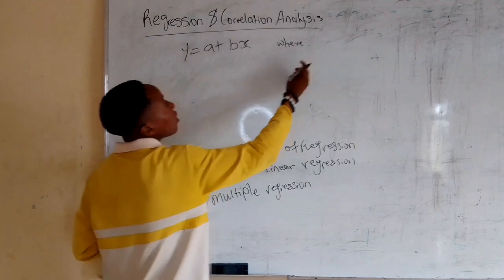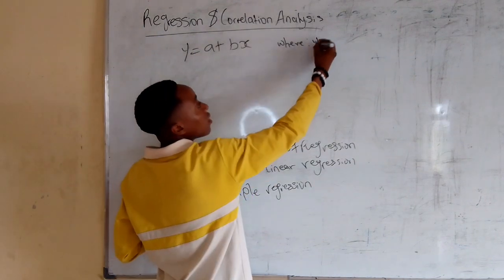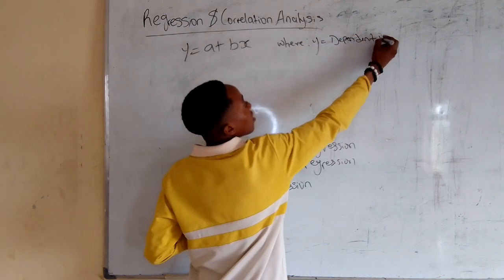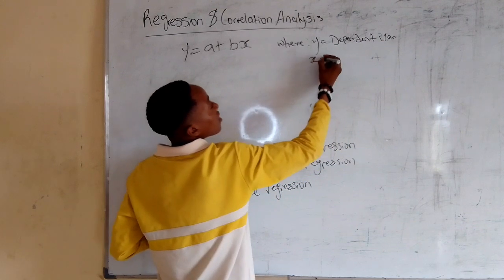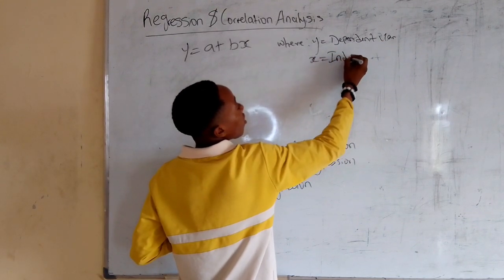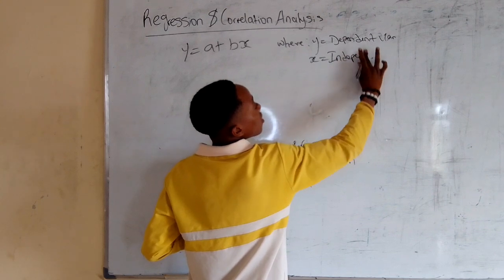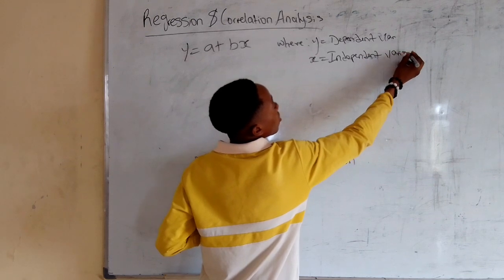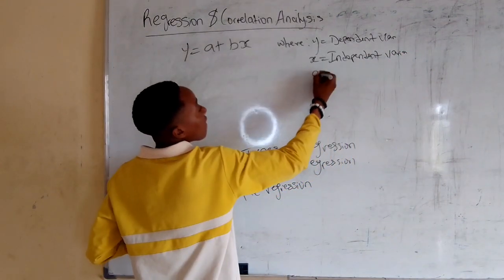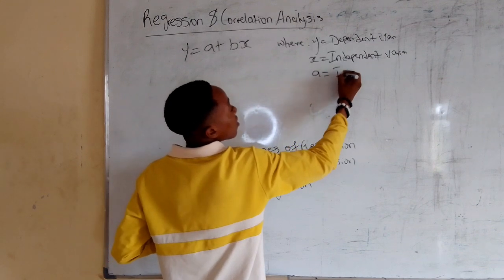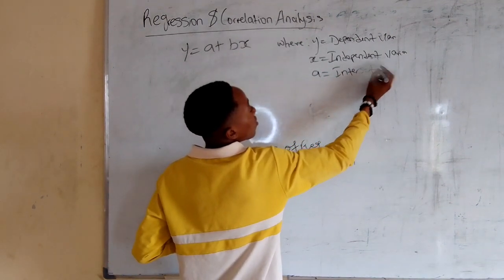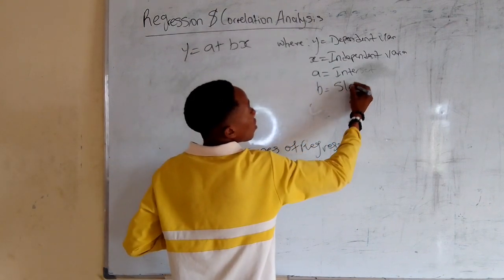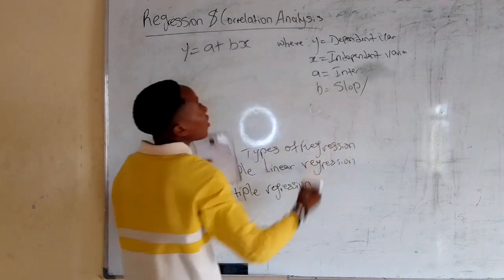Where y is our dependent variable, x is our independent variable, a is our intercept, b is our slope or coefficient of x.